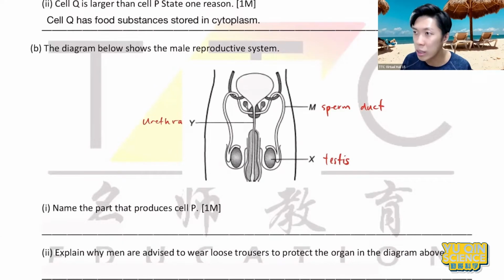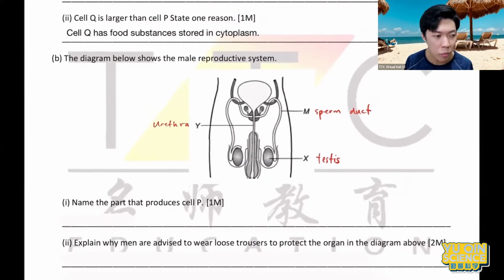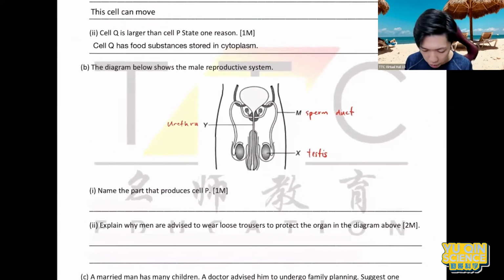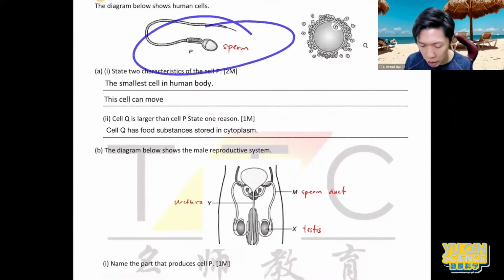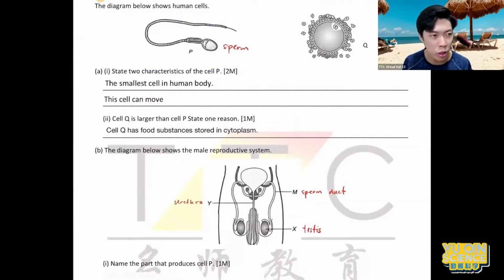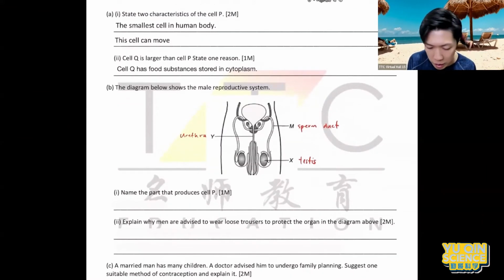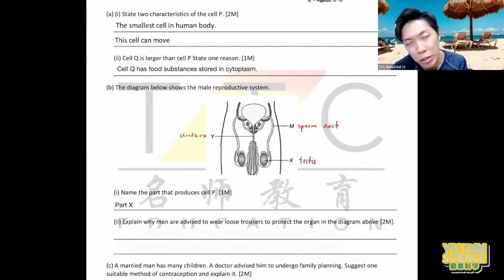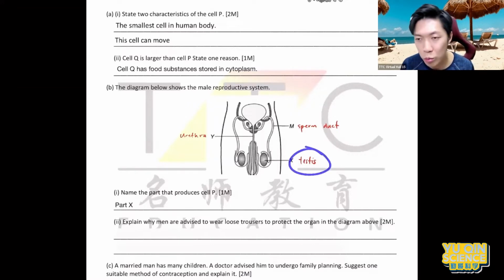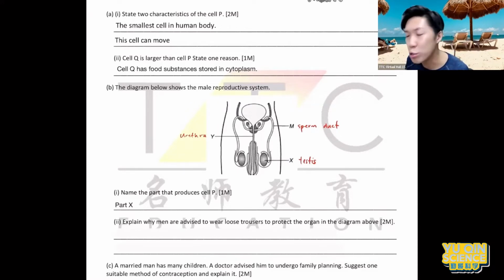Anyway, name the part that produces sperm. Very simple, it's called the testes. I think it's better you write the part X rather than spelling testes, unless, okay, I don't think we will spell wrongly. But if you want to write testes, don't make a careless mistake. Make sure you spell everything correctly. Anyway, I will choose to write part X.